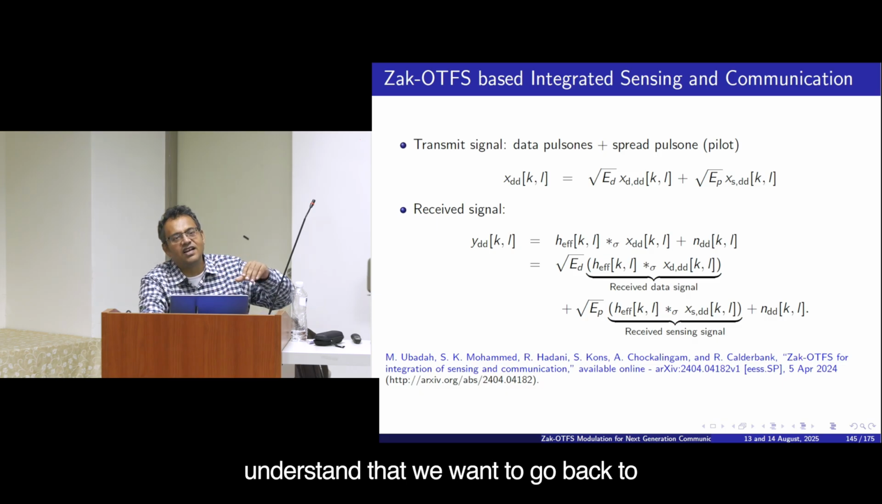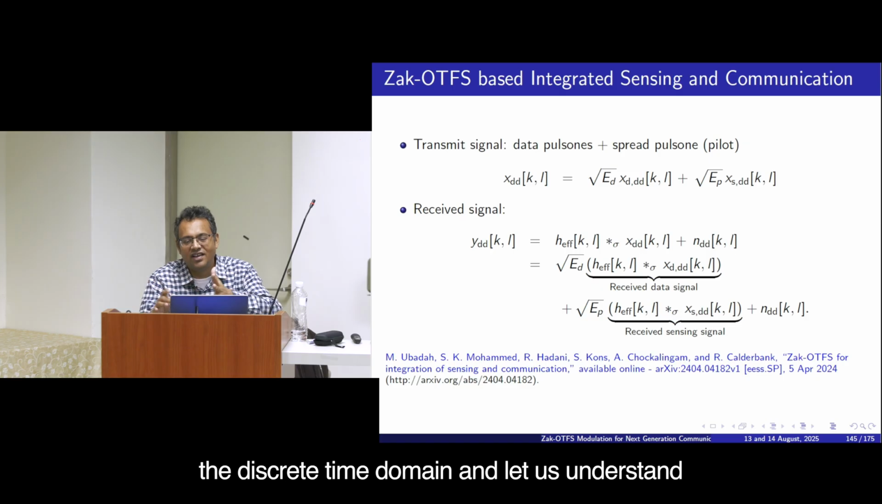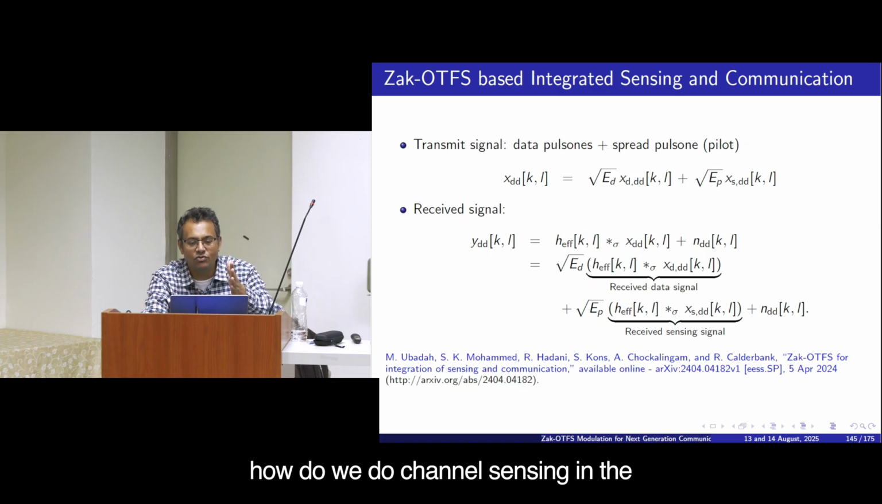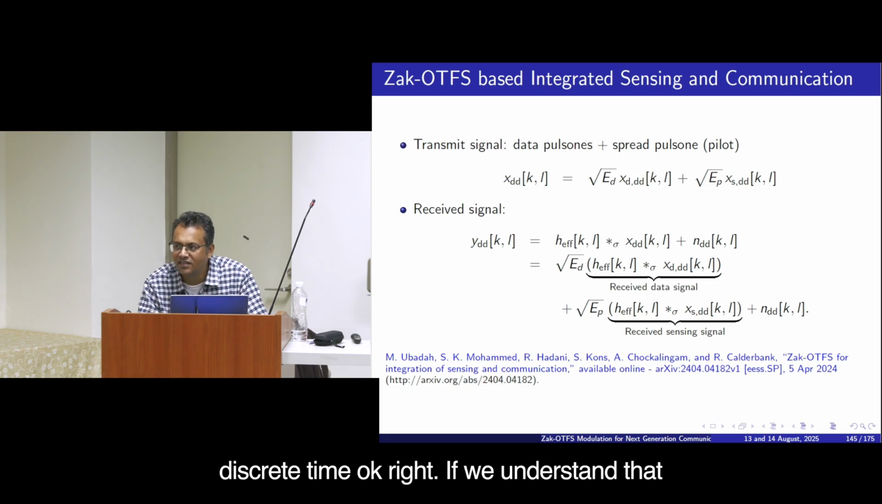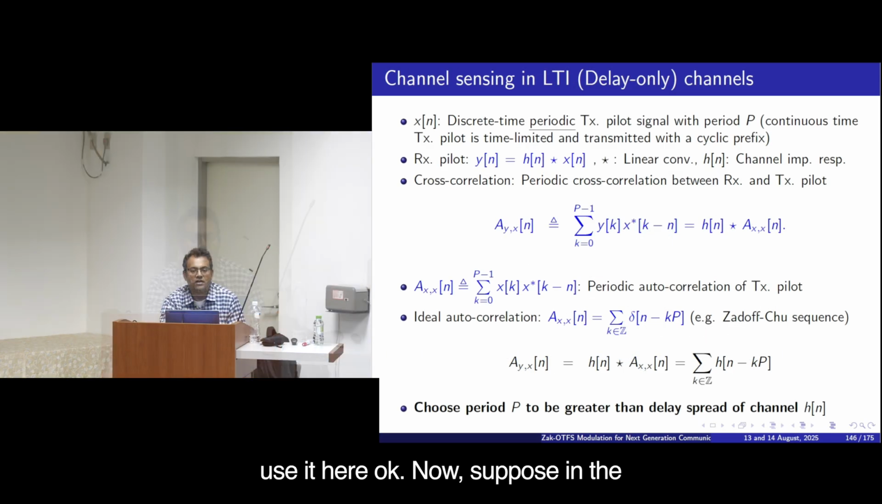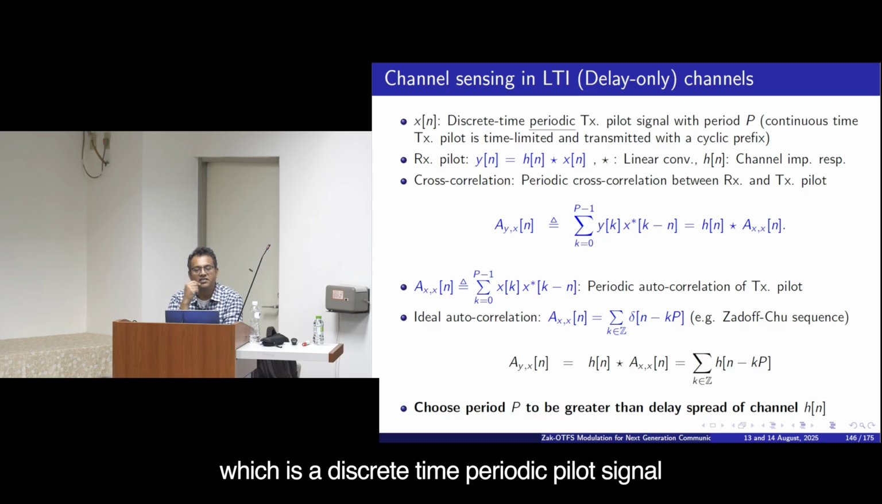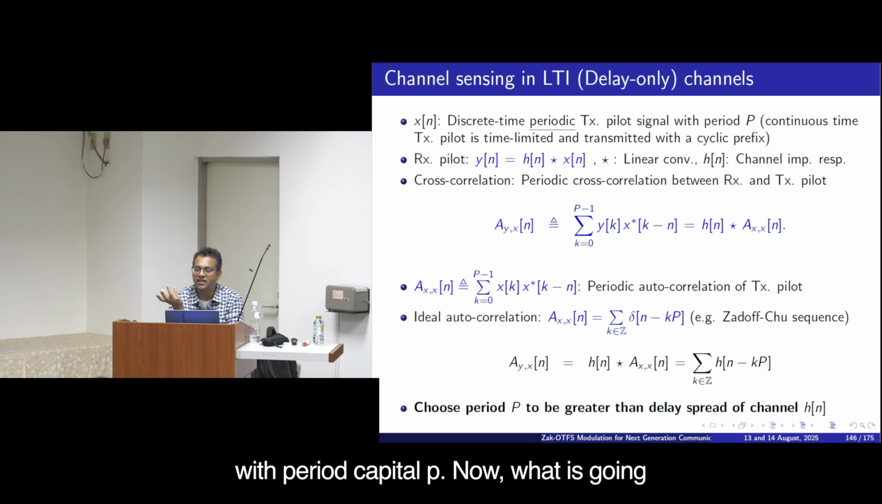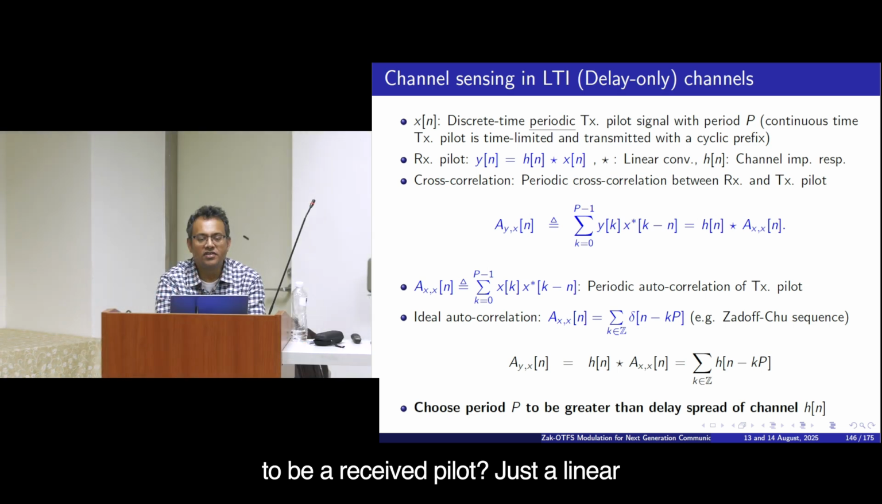Before we understand that, we want to go back to the discrete time domain, and let us understand how we do channel sensing in the discrete time, okay, right. If we understand that, then we can just take that idea and use it here. Okay. Now, suppose in the discrete time I have a signal xn, which is a discrete time periodic pilot signal with period capital P. Now, what is going to be your received pilot?